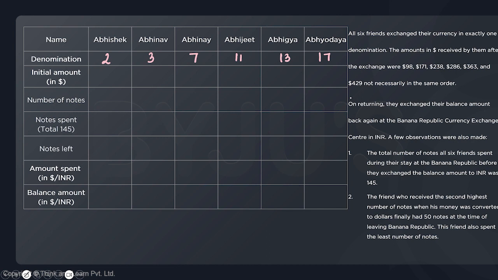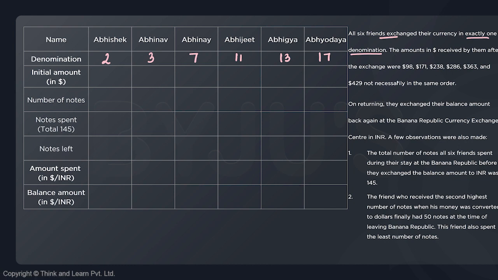Okay. Now, all 6 friends exchange their currency in exactly one denomination. The amount in dollars received by them after the exchange are given to us over here. They all exchange their currency in exactly one denomination. It's kind of that I got money in terms of only one denomination. So if I have money in terms of, let's say, 200 rupees only, can I say my total amount will be a multiple of 200? If I got all the money in notes of 100, my total amount would be a multiple of 100. If I got all the money in denominations of 20, my total money would be a multiple of 20.